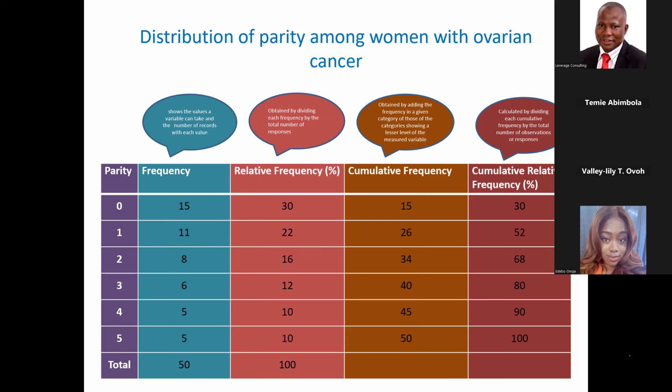So here we have 50 women, and it's possible a woman has not carried a pregnancy to term. So the value of parity can be 0. It can be 1, 2, 3, 4, it can be more than that. But for these 50 people, we don't have more than 5. So among these 50 people, we have 0 to 5. So we want to know the distribution.